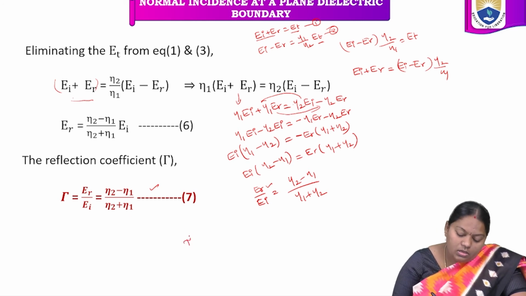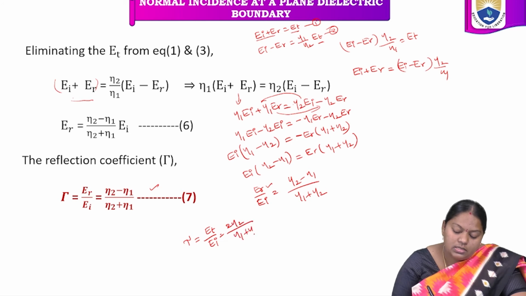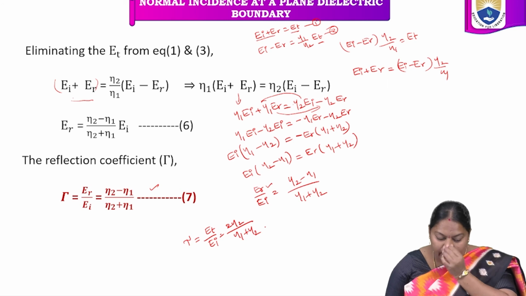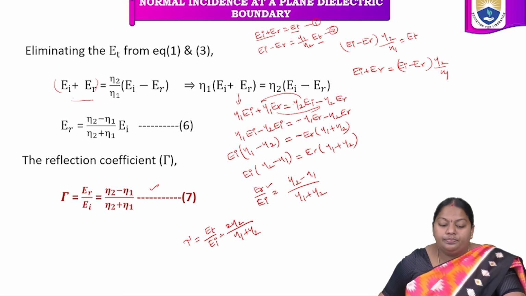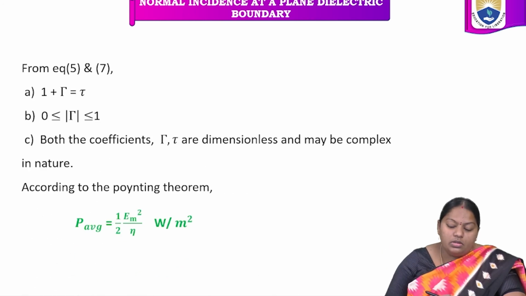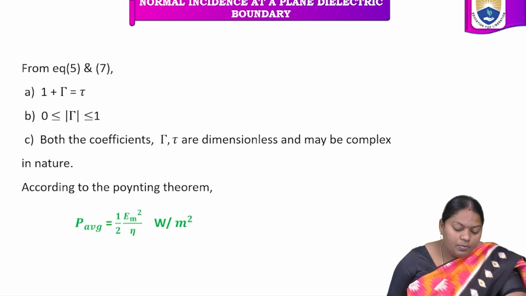Previously we got the transmission coefficient tau equal to ET by EI equal to 2 eta 2 by eta 1 plus eta 2, right? And here we have the reflection coefficient gamma equal to ER by EI equal to eta 2 minus eta 1 by eta 2 plus eta 1, right? So for normal incidence at a plane dielectric boundary, we have two coefficients: the transmission coefficient tau and the reflection coefficient gamma. From these, we are going to draw some important notes, namely 1 plus gamma equal to tau.